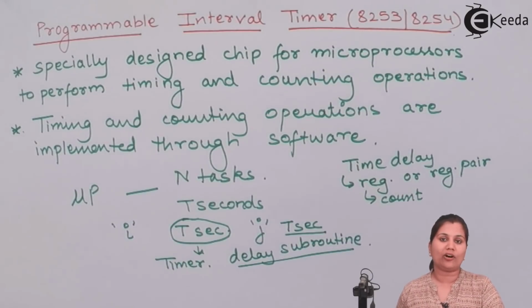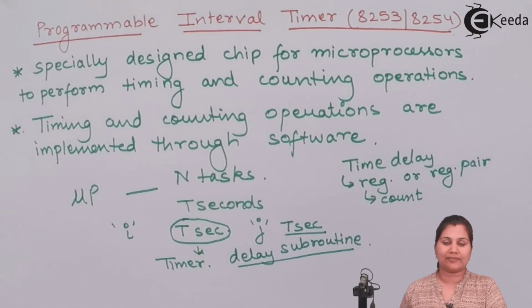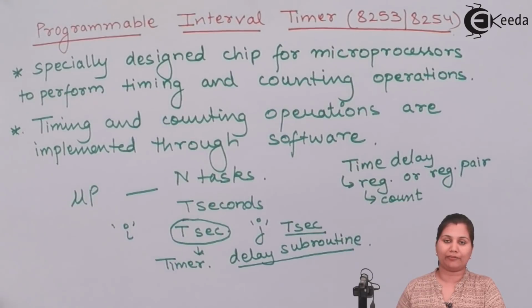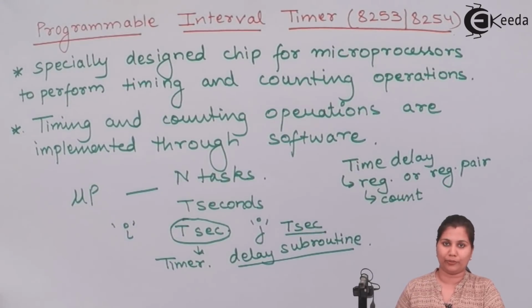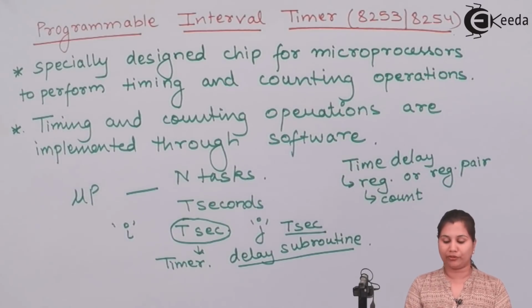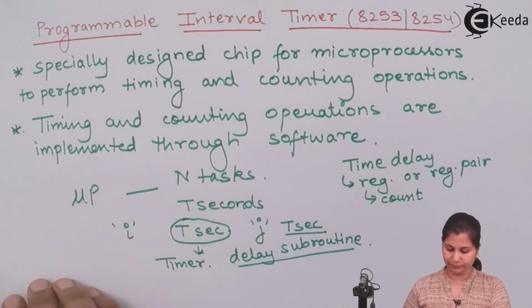So that is the need of an external timer, or we can say the programmable interval timer 8253 and 8254. 8253 is the lower version, and 8254 is the higher version of the programmable interval timer. So now we will start with the features of 8253 and 8254.